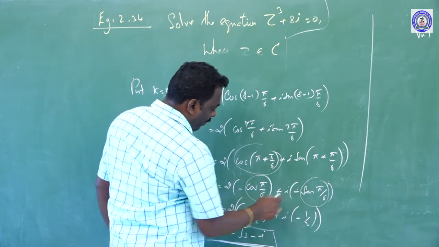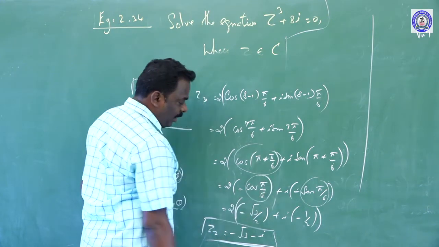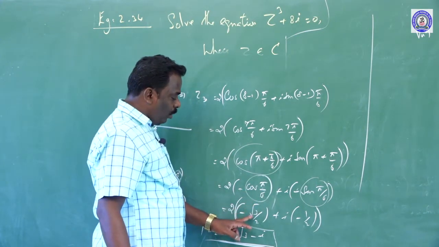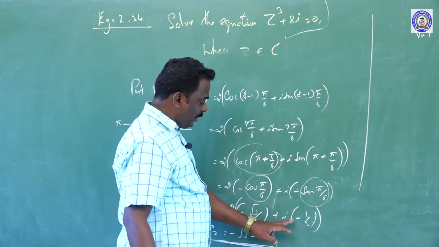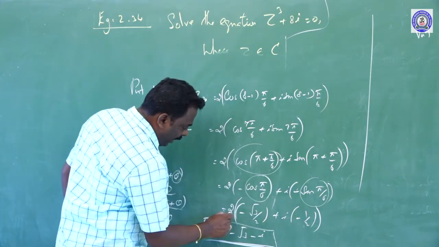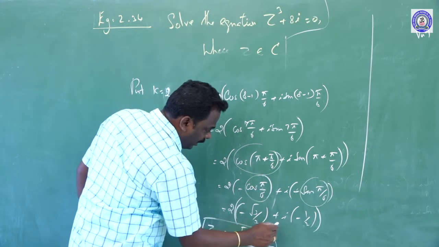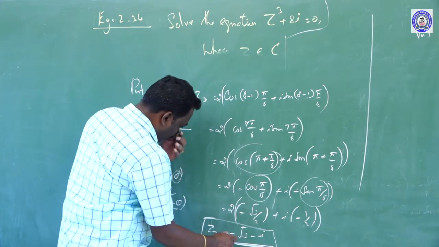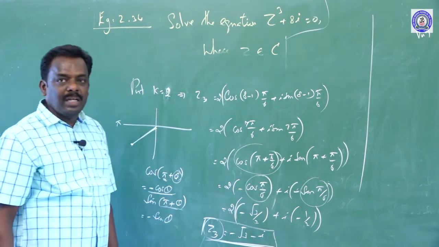Then multiplying the values, sin 30, cos π/6 is called 30. Therefore cos 30 equals root 3 by 2, with minus already we have, plus i into minus sin 30 equal to 1 by 2. Therefore multiply 2 inside the bracket, the 2s cancel, minus root 3, and then the 2s cancel, minus i. Therefore minus root 3 minus i is the third complex number.